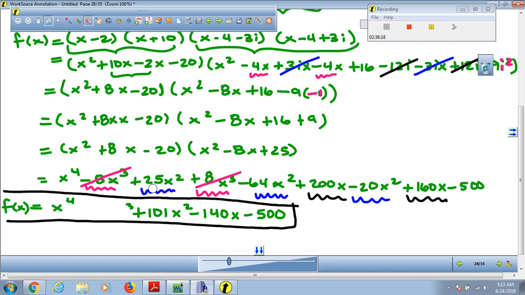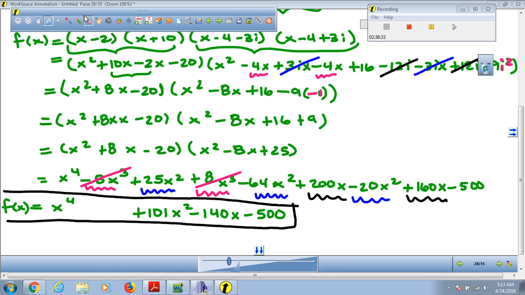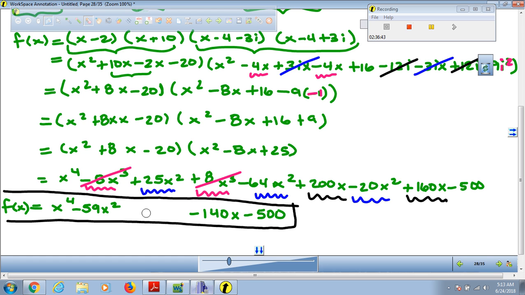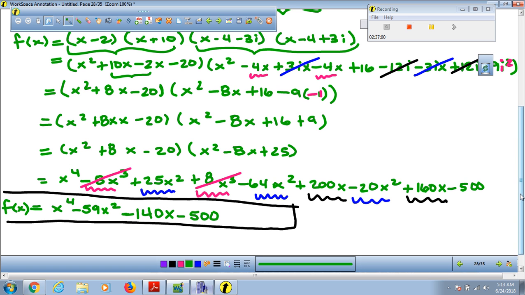The x squared is 25 minus 64 minus 20. Negative 59. There it is. I think I remember one of the answer choices being like that. Minus 59x to the second. So this term is not right. What else? The x's to the first, 160 and 200. That was fine. Minus 140x and minus 500. Okay, let's check again with the answers.